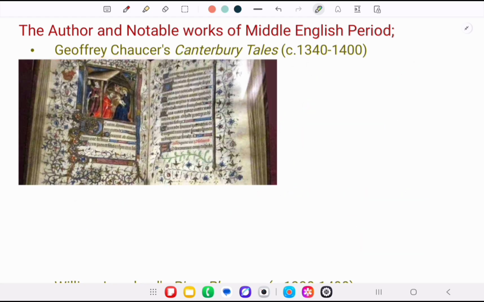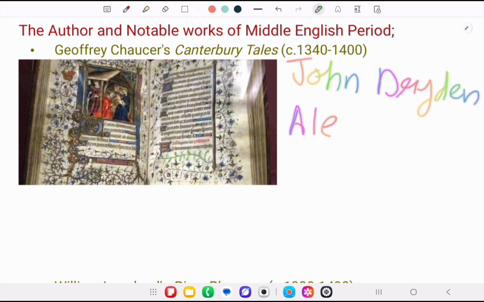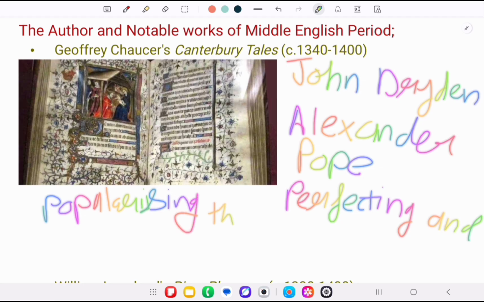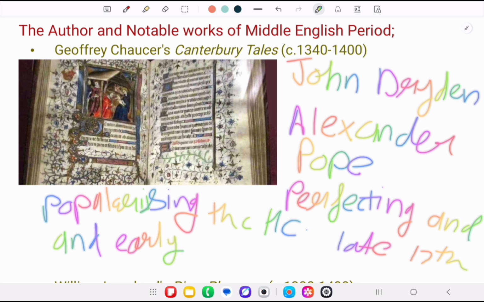And one more important fact we should know is that John Dryden and Alexander Pope were crucial in perfecting and popularizing the heroic couplet in the late 17th and early 18th century.